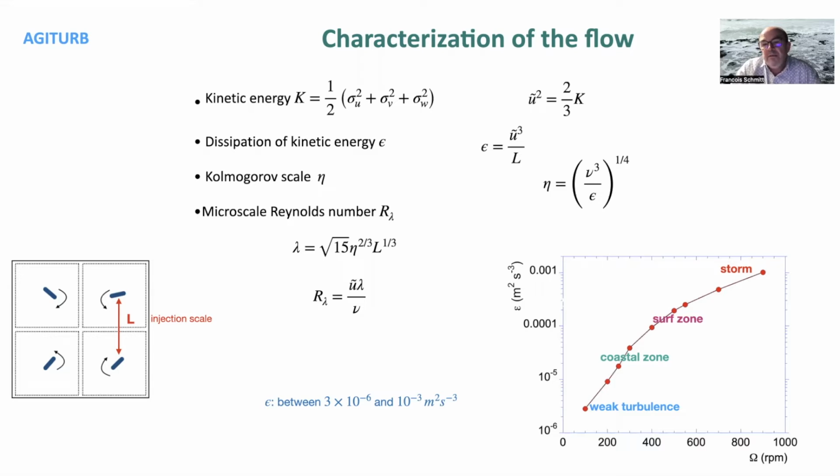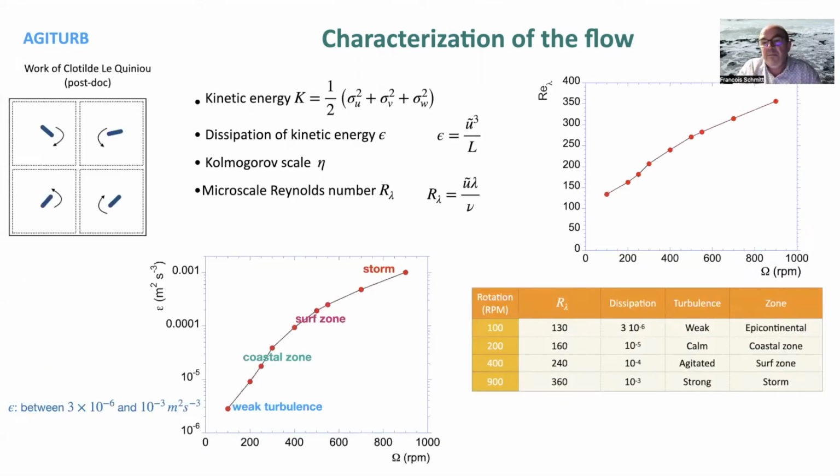We see on this graph the dissipation rate versus the rotation, omega. And we have dissipation which is representative of the ocean medium. We go from weak turbulence to coastal zone, surf zone, and storm. We can do the same for R lambda. Our R lambda, the microscale Reynolds number, goes from 130 to 360. So it's a way to characterize the main properties of the turbulent flow.